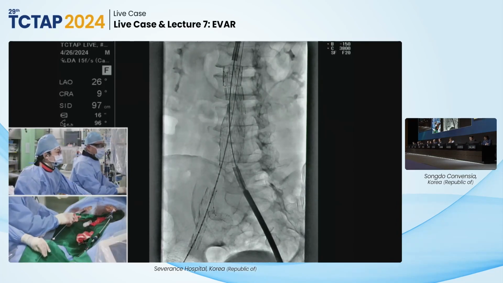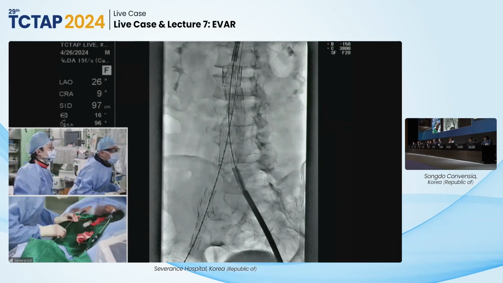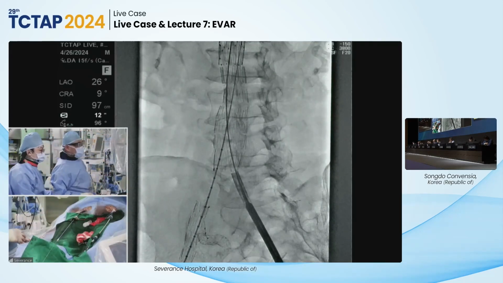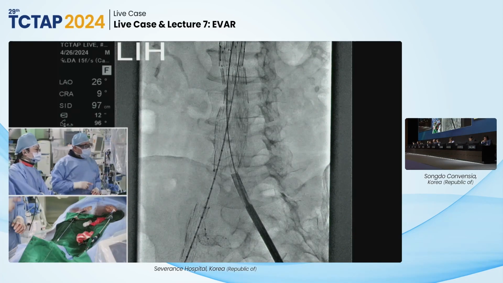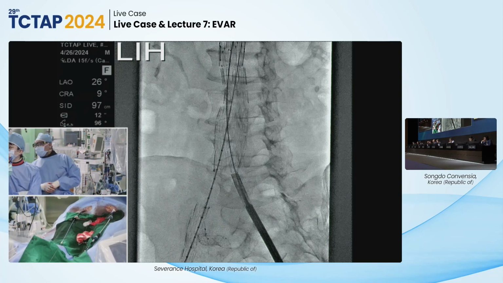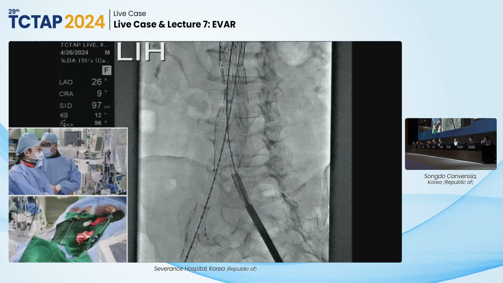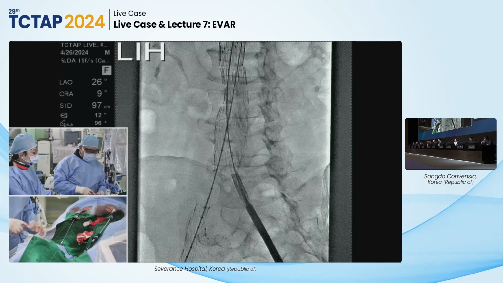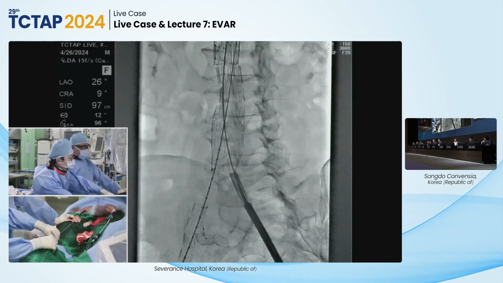So I will measure the length for the branched stent graft. So we have 1, 2, 3, 4, 5, 6. Length? 56? Okay. So we have a 56 millimeter length branching stent graft. So pull it out like this.